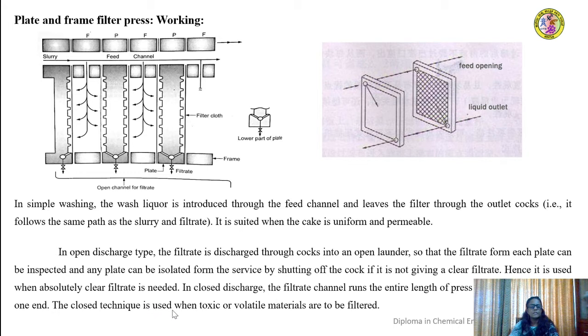The closed technique is used when toxic and volatile materials are to be filtered. So usually a closed channel is used for taking out the filtrate whenever you have to handle a material which is toxic, corrosive, or volatile in nature. Whenever the filtrate has that kind of nature, a closed channel will be incorporated to take out the filtrate from the filter press.